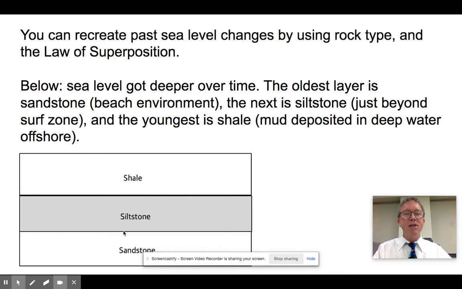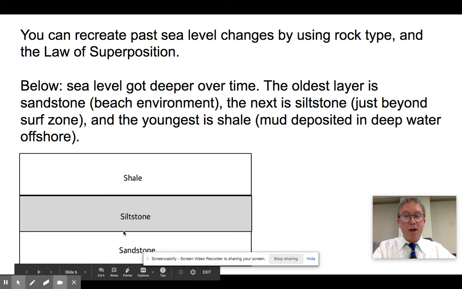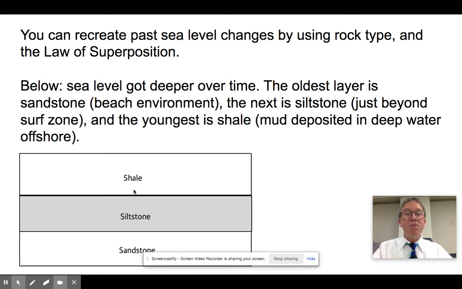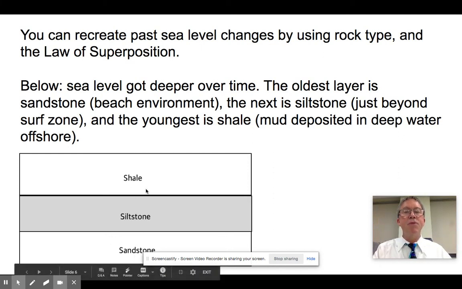So just think of sandstone being very shallow, like a shoreline environment. Siltstone is slightly deeper, a little bit offshore. Shale, which is mud, is considerably deeper. Pelagic sediments are really, really deep. So we can tell that the sea level was coming up in this time period, because where we're standing got deeper and deeper and deeper. Isn't that cool that we can do that?